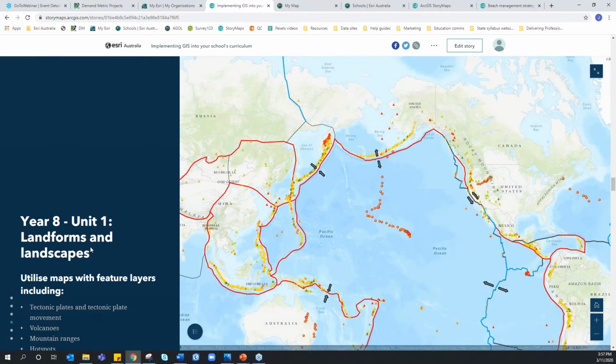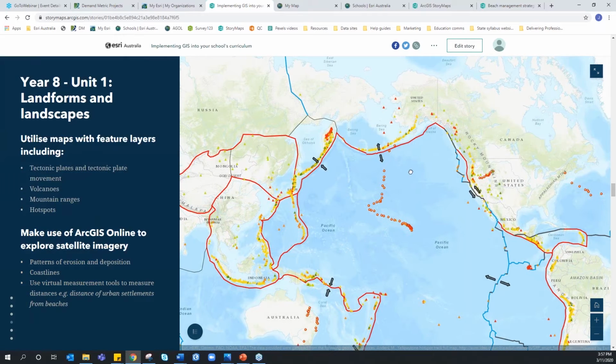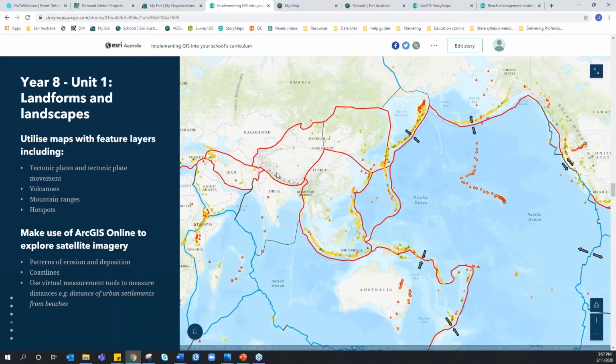So let's have a look at some of those units, some of the learning materials that are available. This one here is an example of a map that has the following feature layers. It has the tectonic plates. It also has what kind of movement, so red being converging, black being transform, blue being diverging. It maps all of the volcanoes, as well as mountain ranges. And if you look at the Himalayas, you can see the mountain range there.